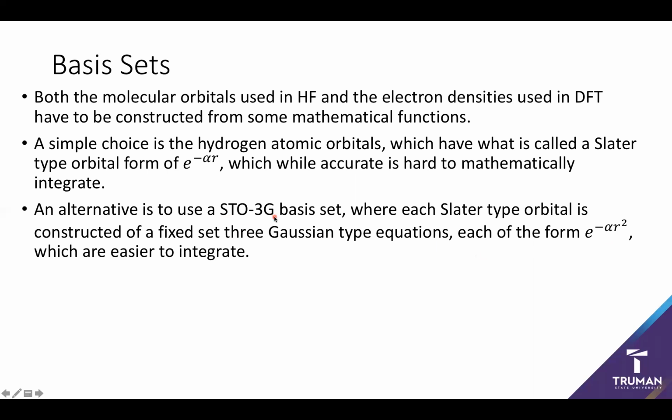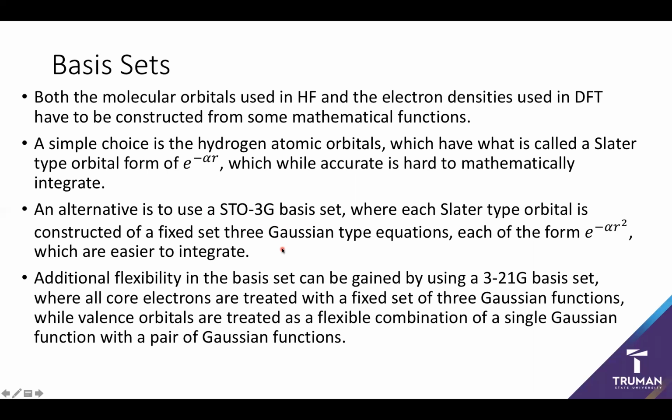And this is called STO-3G, Slater type orbital made of three Gaussians. So this was one of the first big basis sets. However, it turns out that this basis set isn't exactly the most flexible.